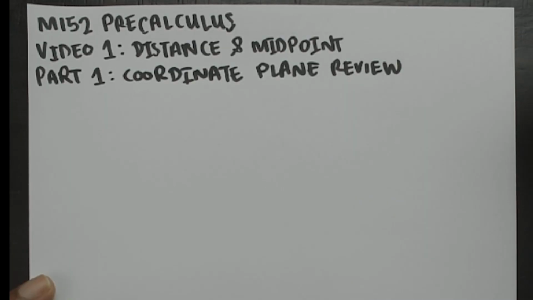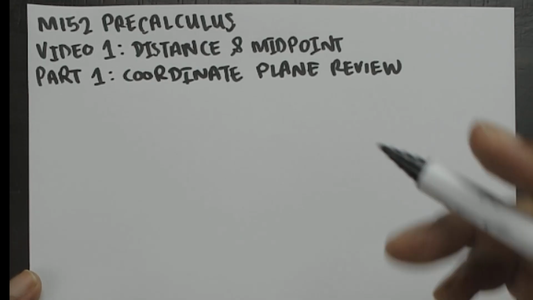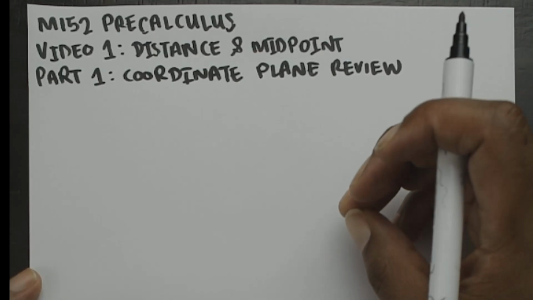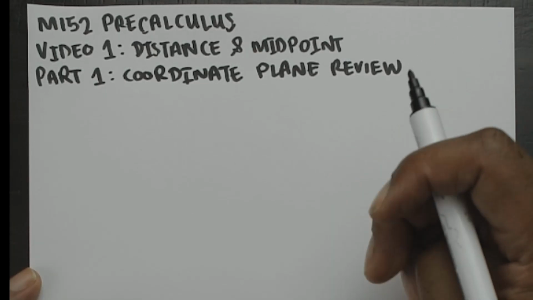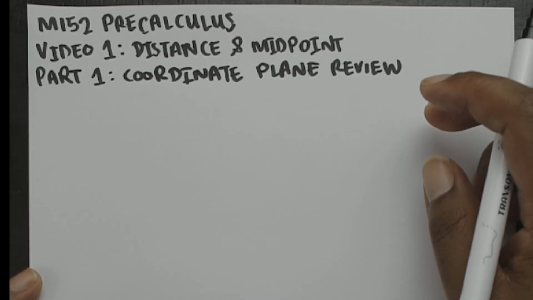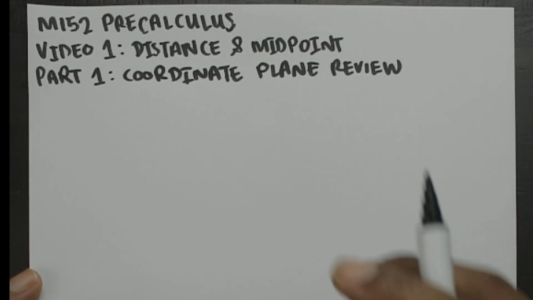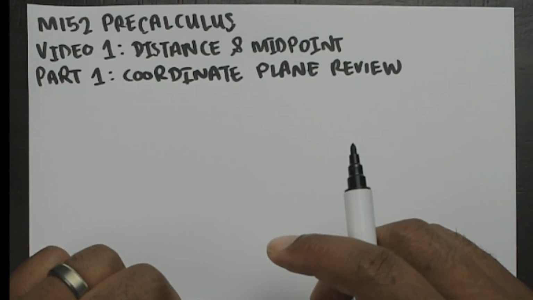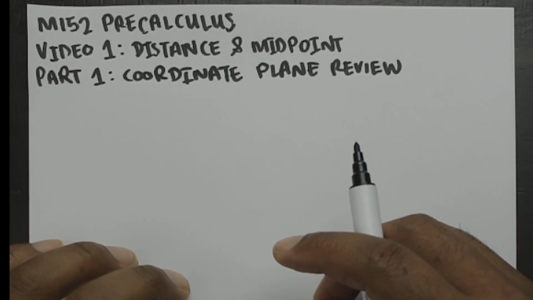By the end of this video, you should be able to do two things. The first thing you should be able to do is find the exact distance between any 2 points on the coordinate plane. And then the second thing you need to be able to do is to find the midpoint between any 2 points. Okay, so just to reiterate, find the exact distance between any 2 points on the coordinate plane, and then also find the midpoint between any 2 points.